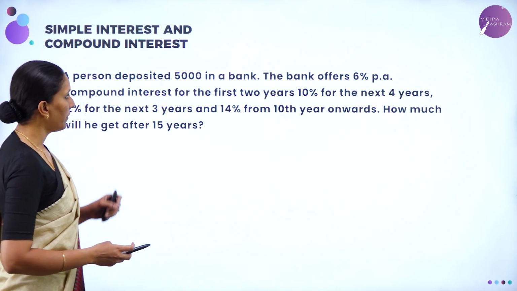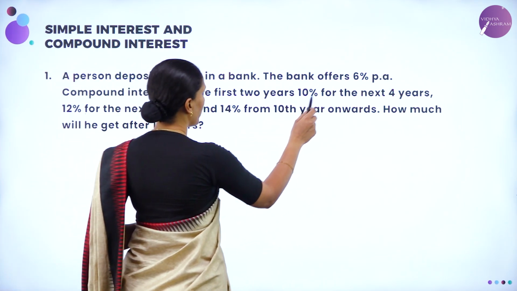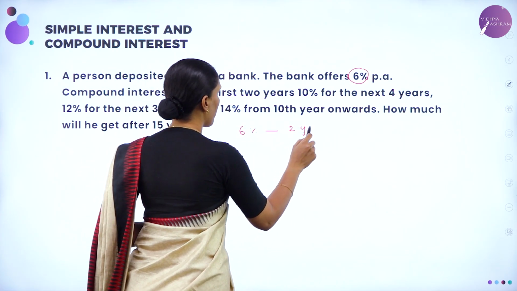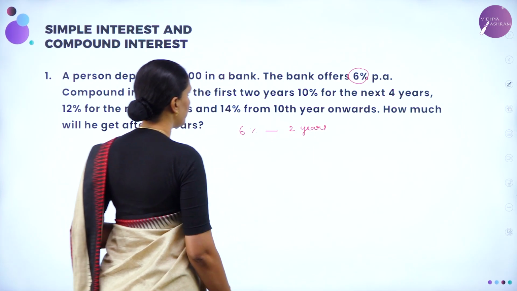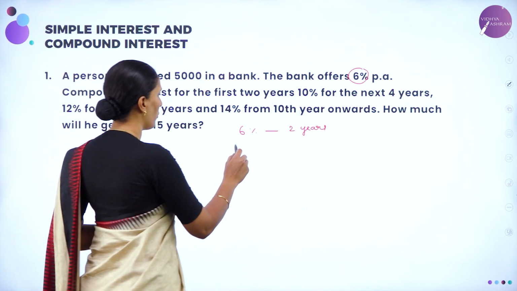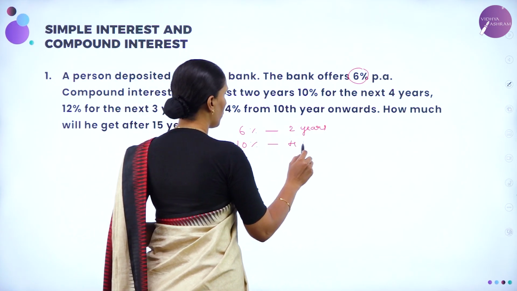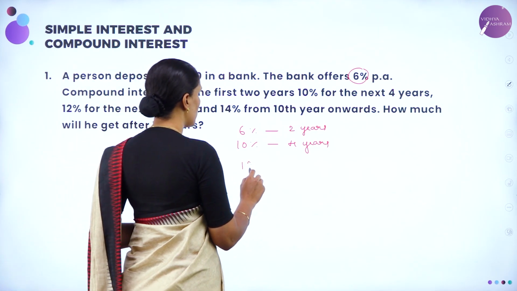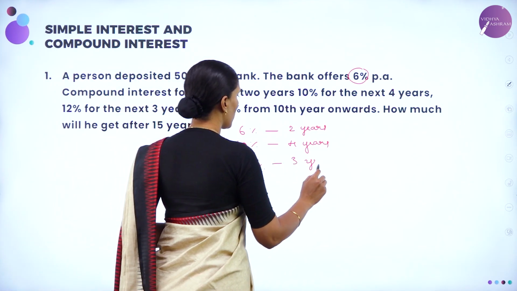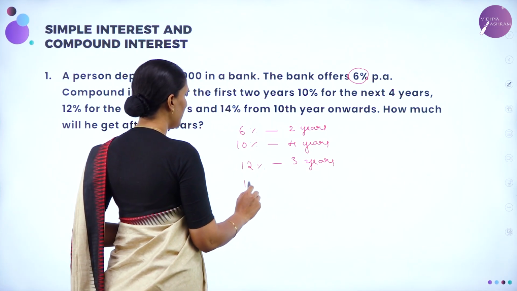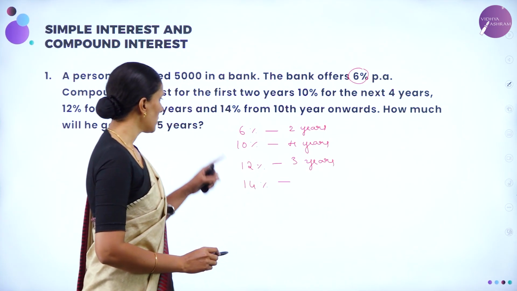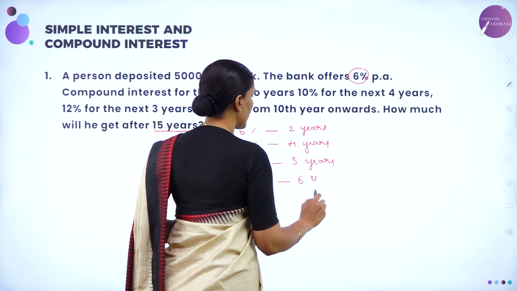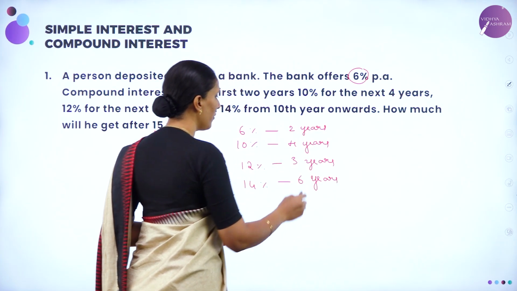So that means for the first 2 years, the rate of interest is 6%. Next we have 10% for 4 years. Next we have 12% for 3 years. And 14% for the remaining number of years. So until 15 years, that means from the 10th to the 15th year, it will be 6 years. So in total, this will be 15 years.